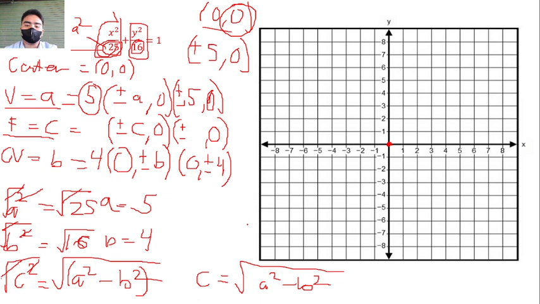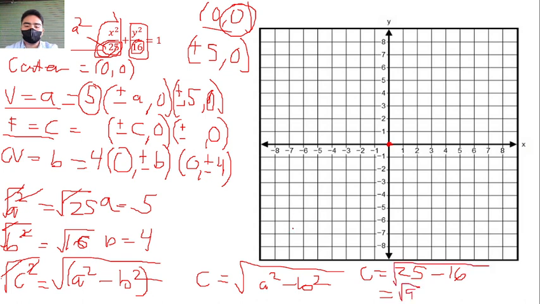What's the value of a squared? The value is 25. Correct. Minus, what's the value of b squared? It is 16, isn't it? So if you subtract these two, the final answer will be 9.